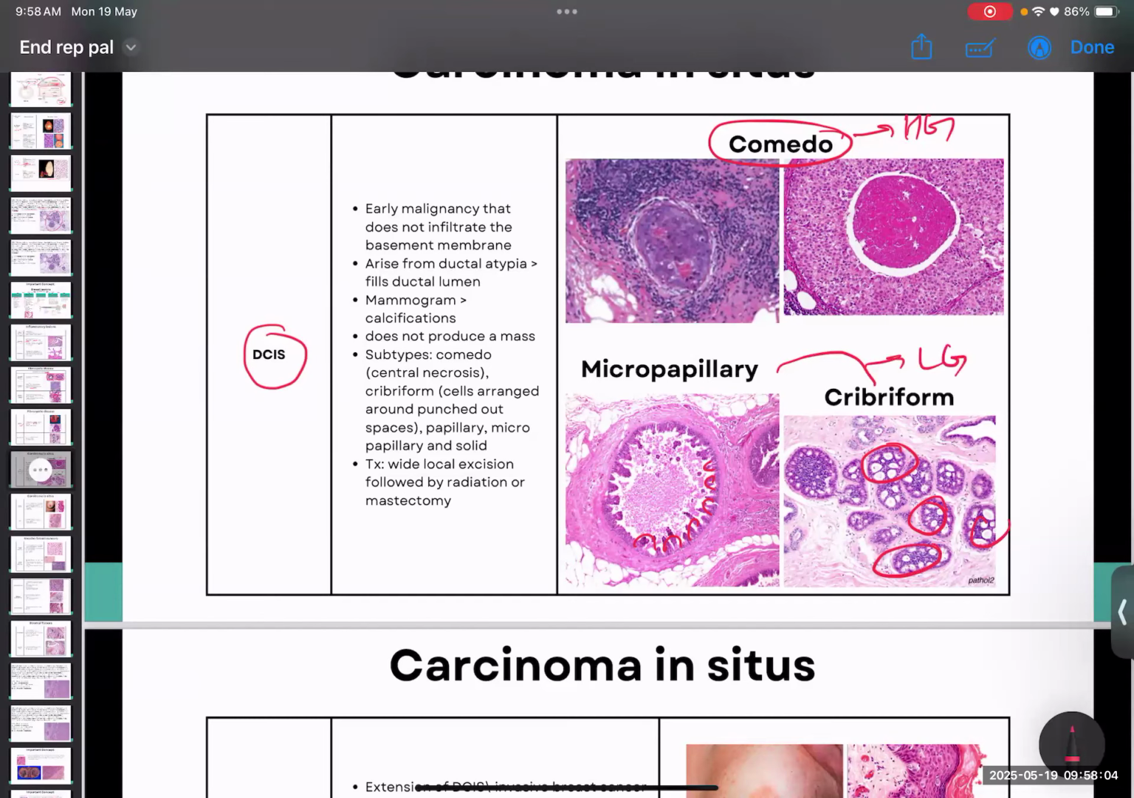So yeah, this is how DCIS looks like. Again, similar presentations where you have a mass, or a mass may not be palpable. That's kind of variable if the mass is going to be there or not. But on mammogram, you will see calcifications. And usually the way you treat it is by resection. And if it has spread, if it has metastasized, then you want to do axillary lymph node dissection or radiation.